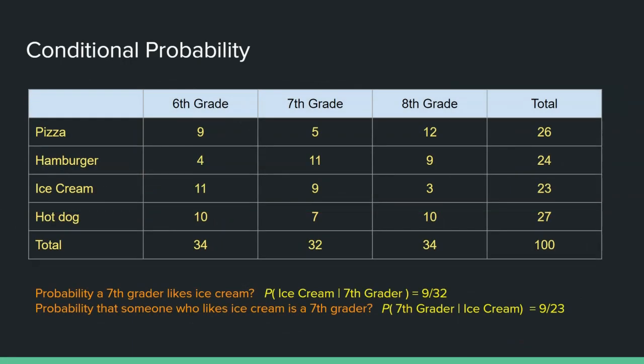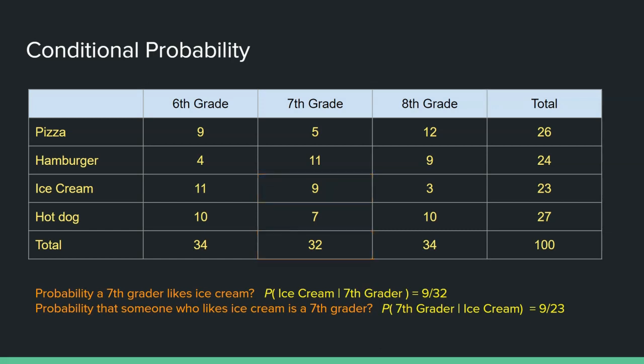Let's look at some examples. A middle school had a survey to determine what the favorite food of their students were. The data is shown in the table here. So, what is the probability that a 7th grader likes ice cream? Using conditional probability, we can write it out like this. The probability of ice cream, given that the student was a 7th grader, is 9 over 32. Because there are 32 students in the 7th grade, and 9 of them like ice cream.